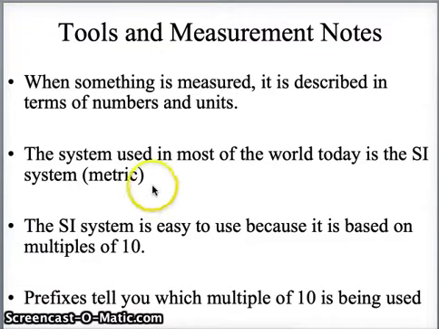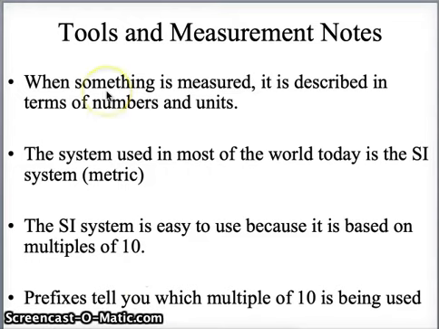The second big thing that we need to remember is that we are always going to use the metric system in science. The metric system is used by most of the world today, and this is what we call the SI system. It's easy to use because it's based on multiples of 10, and those prefixes tell you which multiple of 10 is being used. If you remember, we talked about this with metric conversions. We've already covered this, so this part should be like, oh yeah, I totally know this. If you don't, then you might want to revisit that video.